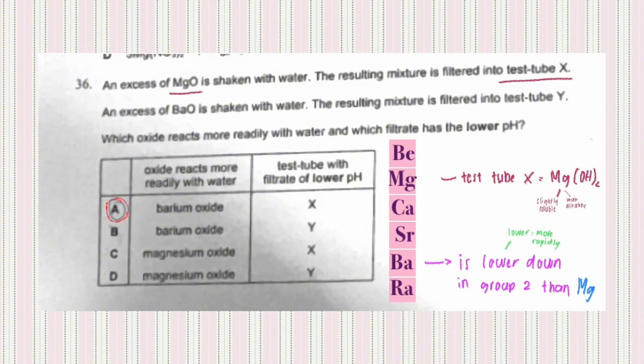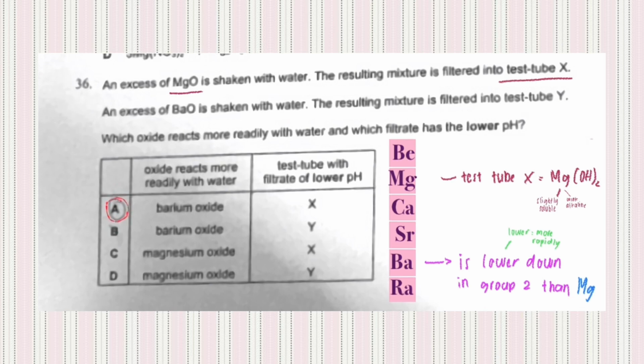Ba is lower down in group 2 than magnesium. The reactivity of group 2 oxides with water increases down the group, so barium oxide reacts more readily and rapidly in water. The second one, the test tube with the filtrate of lower pH. The magnesium hydroxide formed in test tube X is only slightly soluble in water, making it a weak alkaline solution. The barium hydroxide formed in test tube Y is much more soluble, making it a stronger alkaline solution.